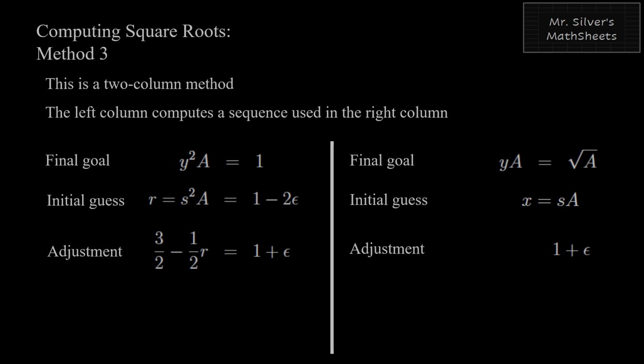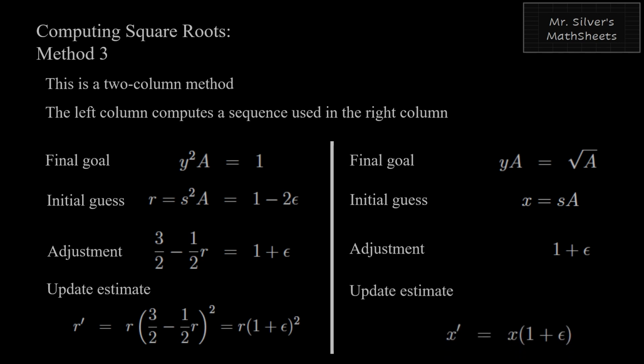The same adjustment is used on the left and the right, but 2 times on the left, 1 time on the right. We update the r values by using 2 adjustments, and then we update the x value by using 1 adjustment.